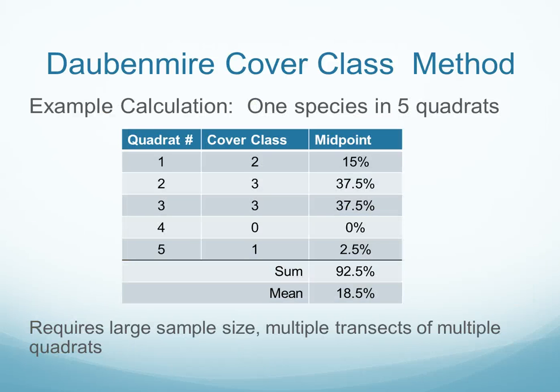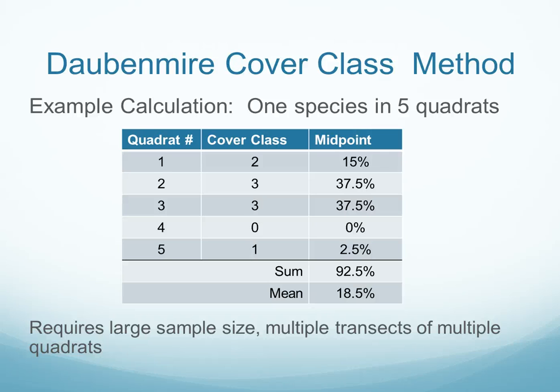So let's look at an example calculation. This is with a small number of quadrats. 5 quadrats were observed, and we're going to look at the cover class for just one species. In these 5 quadrats, they were assigned cover class 2, 3, 3, and 1. In quadrat 4, the species did not occur, but we do write down a 0 because it's not that we didn't observe it, it's that that species did not occur in that plot.